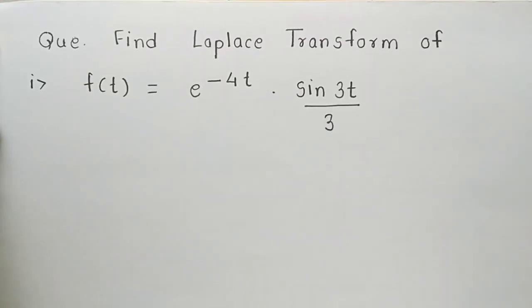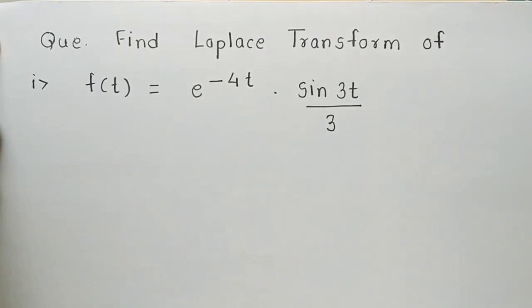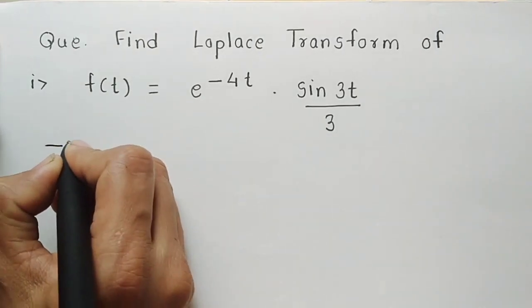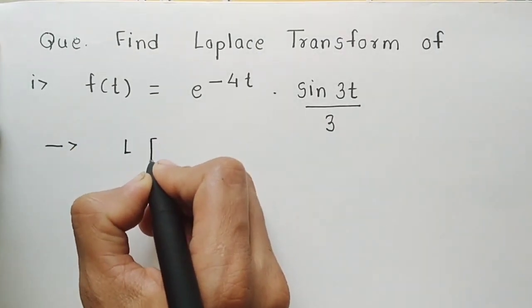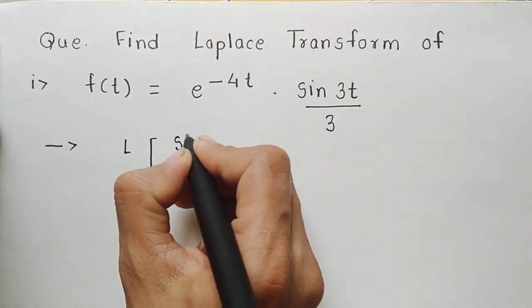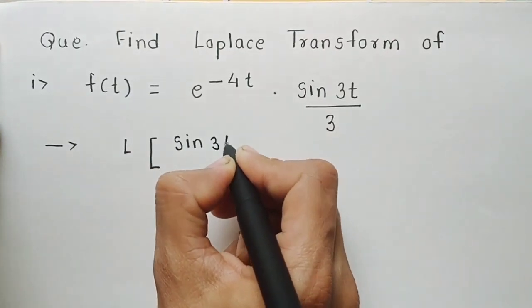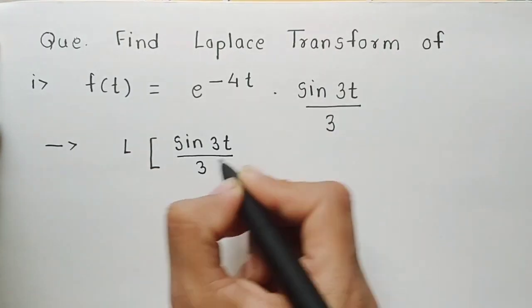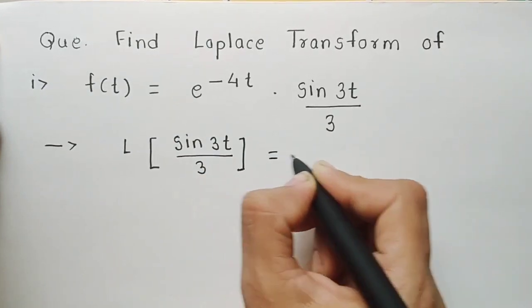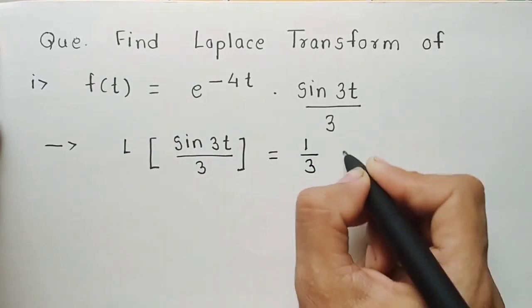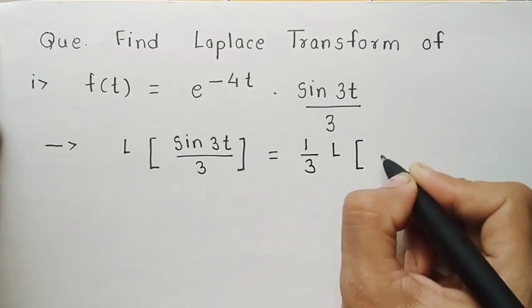Consider the question: find the Laplace transform of f of t equals e raised to minus 4t into sine of 3t upon 3. So here we first find out the Laplace of sine 3t upon 3, which equals 1 upon 3 Laplace of sine 3t.